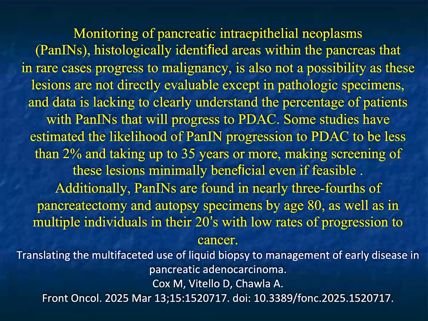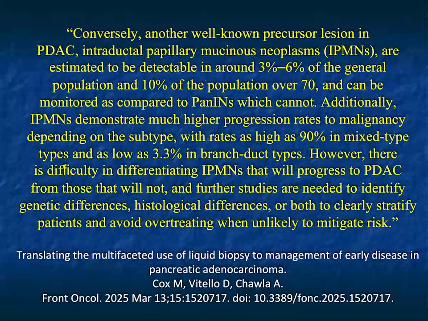And pannins are common in patients with pancreatic cancer, but they're also common in patients who are normal, and 35 years of screening is probably not going to work. We talk about precursor lesions like IPMNs, but they're so common in the general population, 10% over age 70, up to 6% of the general population. And truthfully, when you look at MR, they'll typically say up to 30% of patients will have IPMNs.